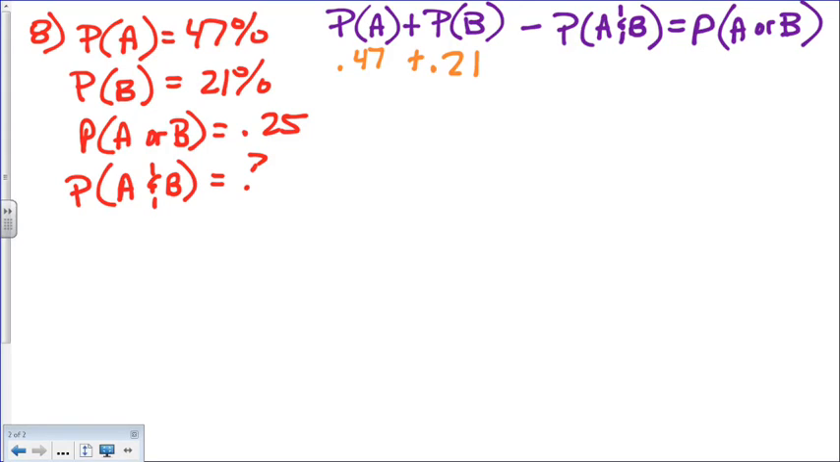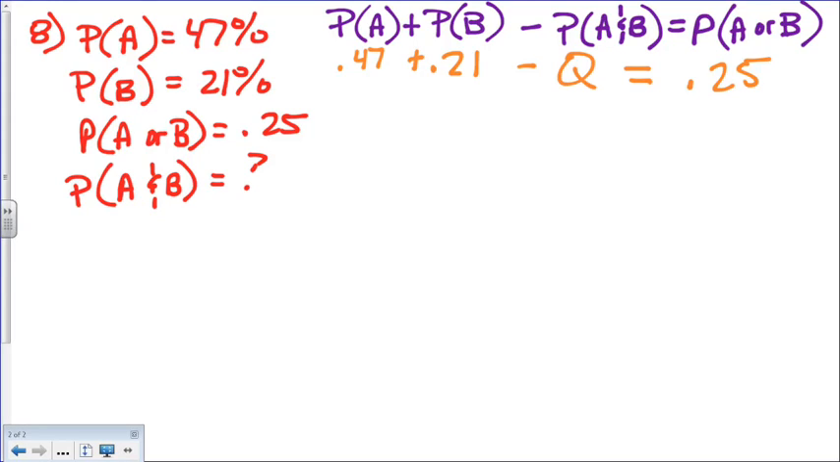Minus the probability of event A and B. That's right there. We don't know it, so I'm going to call this Q. I can make it any variable I want: X, Y, Z. I'm going to make it Q just because I want to. Equals P of A or B. It tells me right here, and it's already a decimal for me. Perfect, 0.25. So I know everything except the probability of A and B.